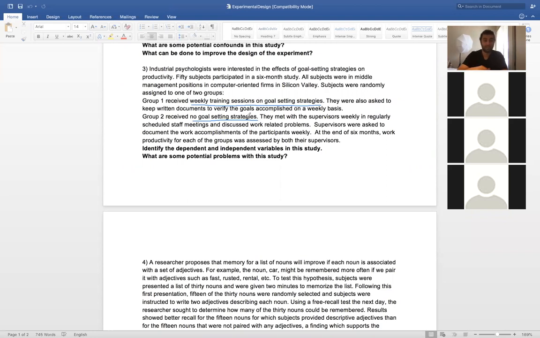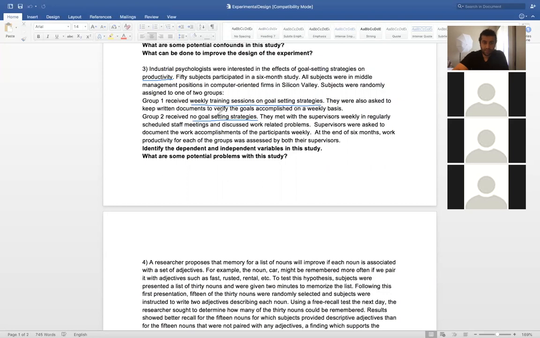Exactly. So the dependent variable is the amount of productivity, because this is something that we are trying to measure. Again, if you read, industrial psychologists were interested in the effect of goal setting strategies on productivity. So this is what they're interested in. So this is something that they are trying to measure, which is going to be our dependent variable.